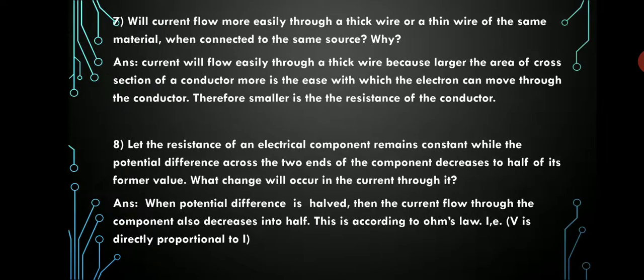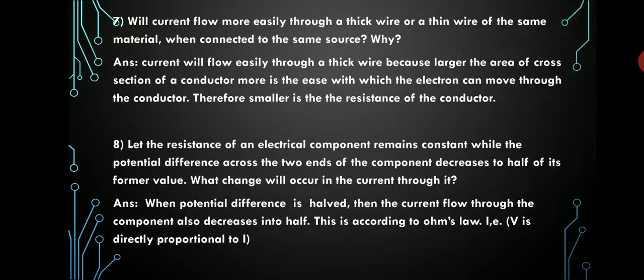Next, the seventh one. Will current flow more easily through a thick wire or a thin wire of the same material when connected to the same source? So here the question is asked indirectly based on the factors on which resistance depends. Instead of asking about resistance, they asked about current. So what is the relation between current and resistance? First you should know that.